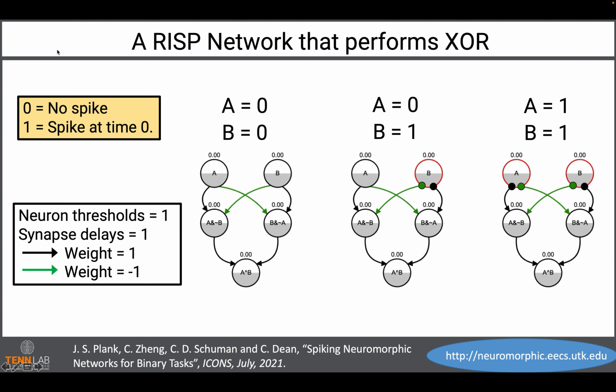Okay, so here I just have this network replicated 3 times, and I have 3 input scenarios. And I'll go ahead and animate this if I can. There we go. So concentrate on the left scenario, there's no spiking. So the A XOR B neuron is never going to spike. In the middle scenario, B spikes and A doesn't.